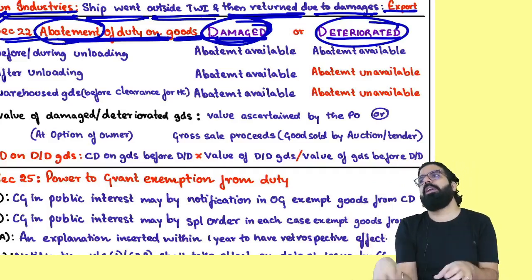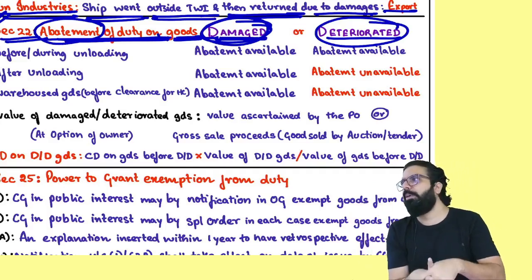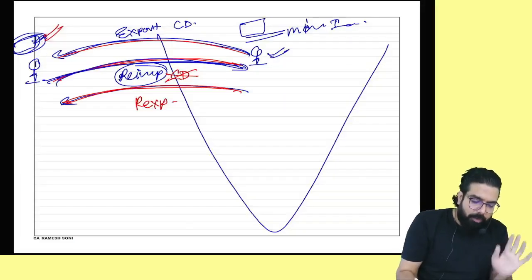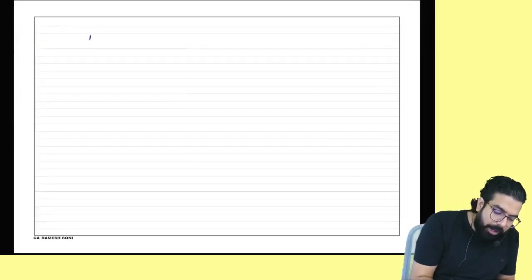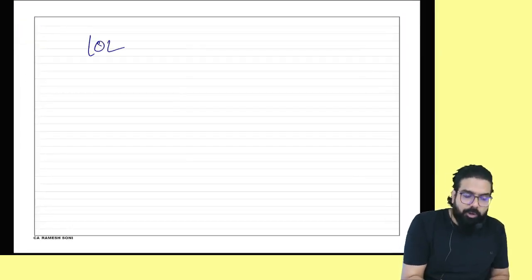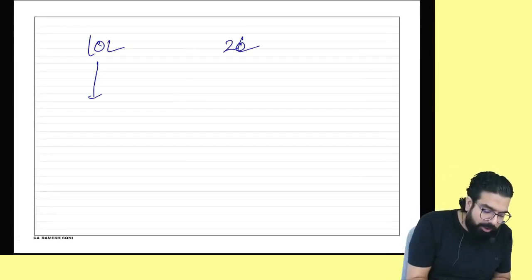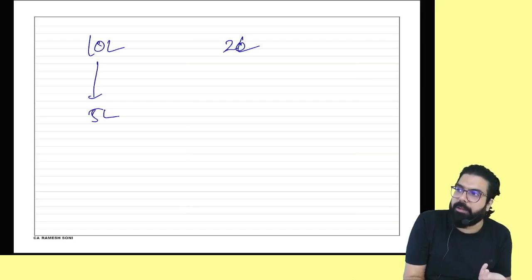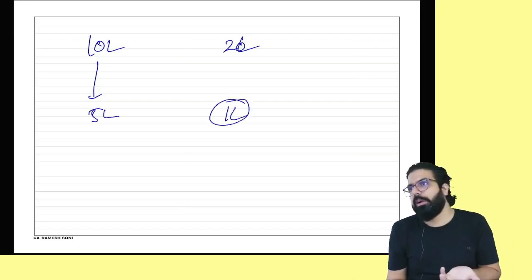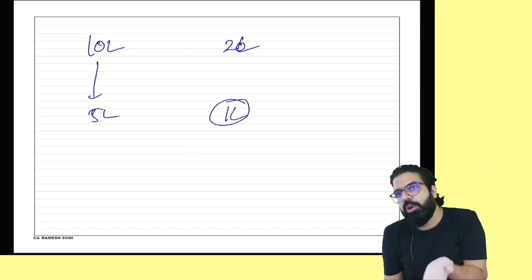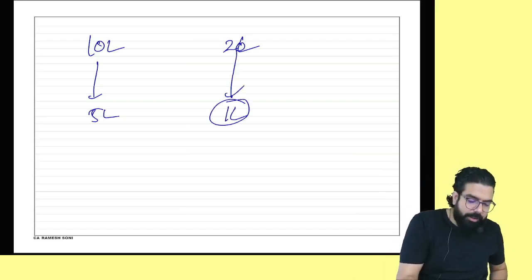If the quality has fallen, you will be given some discount in the custom duty. I will tell you simply. For example, earlier the goods' value was 10 lakh rupees. 20% duty means 2 lakh rupees you are liable to pay. Now the goods' value is only 5 lakh. How much duty will you pay? 1 lakh. Because of the fall in the value, you are given a discount in the duty.